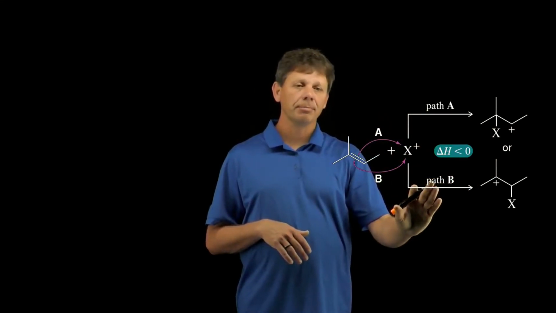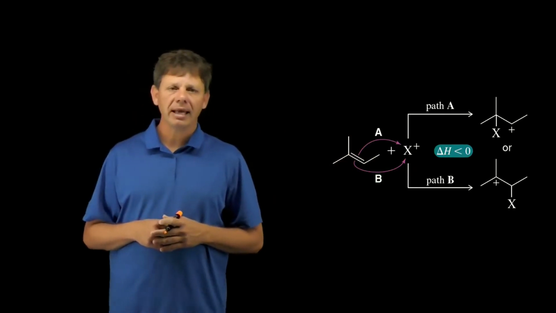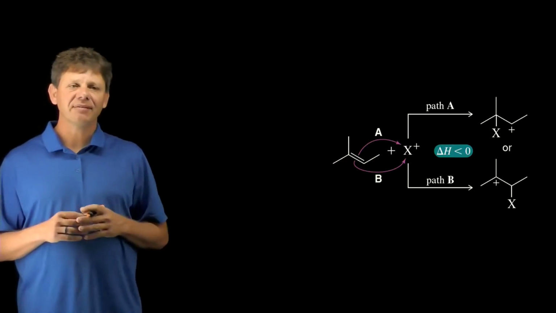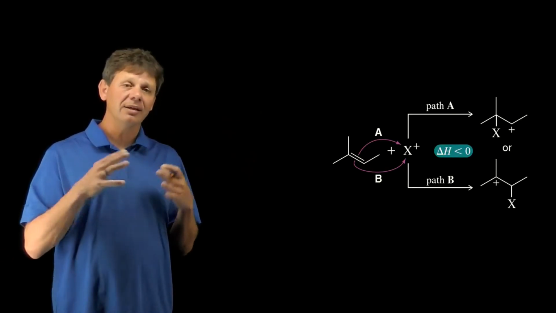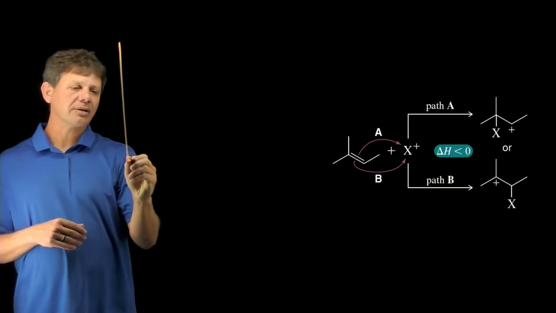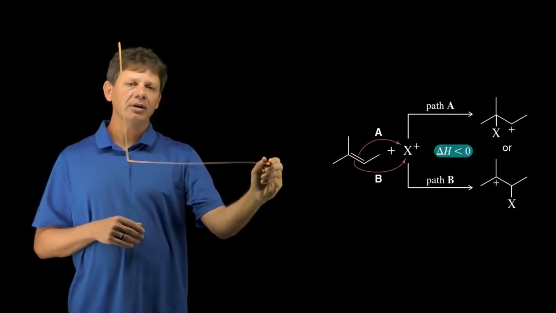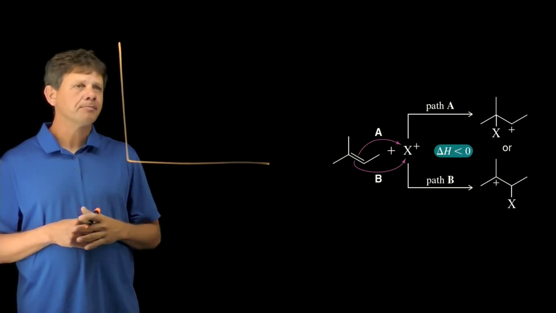Now, in this case, the product of path A is a secondary carbocation. The product of path B is a tertiary carbocation. We know that the tertiary carbocation is more stable and by a significant amount. But if the reaction that forms those two carbocations is exothermic, how will the selectivity change? Well, let's look at a reaction coordinate diagram as a way of starting our thinking about the role that the Hammond postulate would play in this.